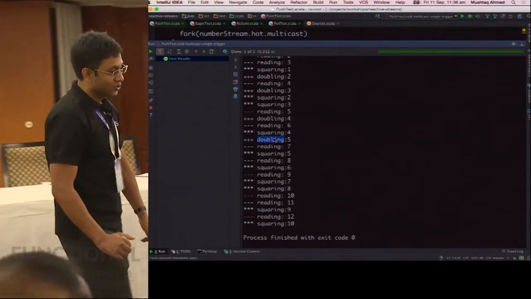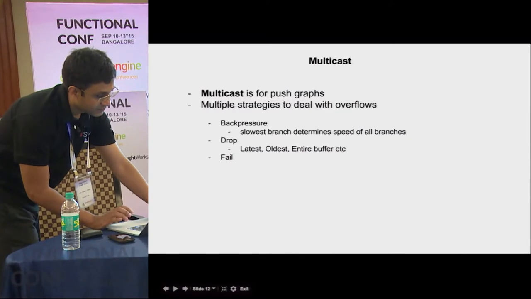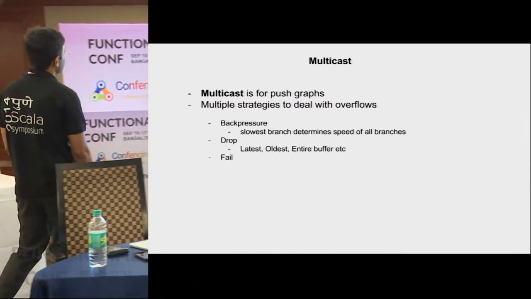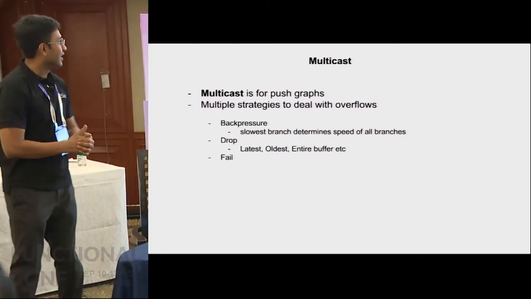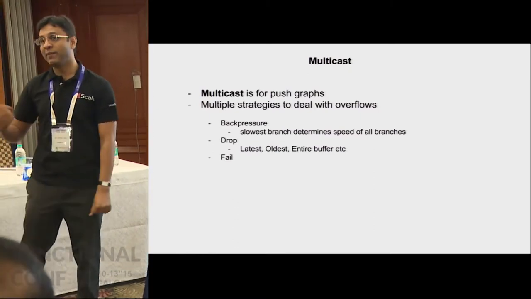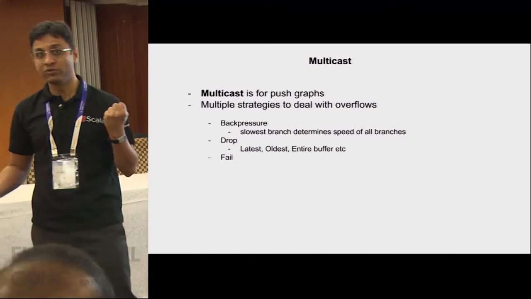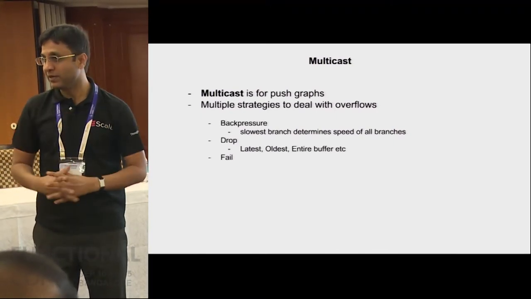So if you want to summarize this, multicast is for push-based graphs. There are multiple strategies when you have multiple subscribers. You can give a back pressure. In our case, we could give a back pressure, right? Because the source we are controlling, it was a cold source. So we can say that, okay, I have a graph, and these multiple subscribers are attaching.